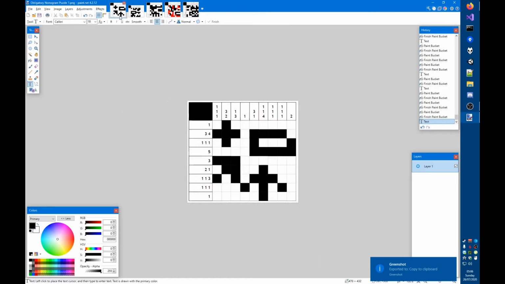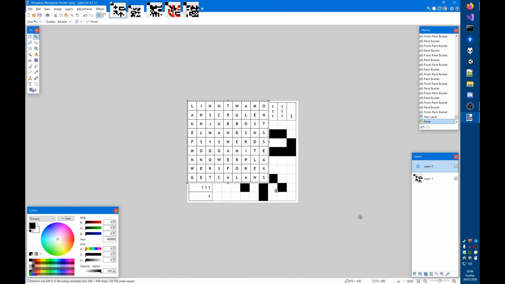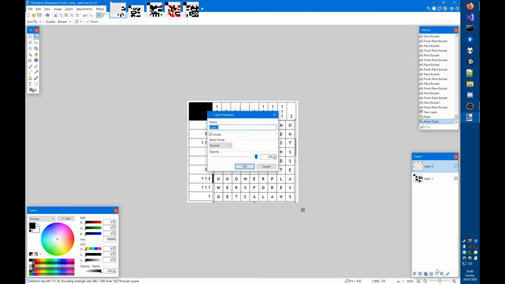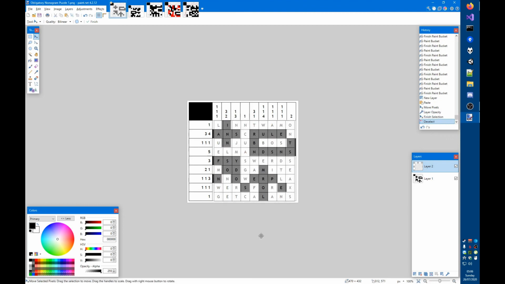Right, so let's start with the first one. Let's create a new layer here. Just move this over like this, I guess, and make this layer semi-transparent, 128. Okay.